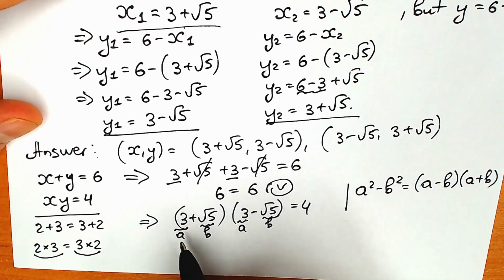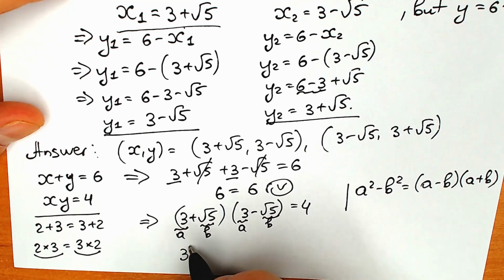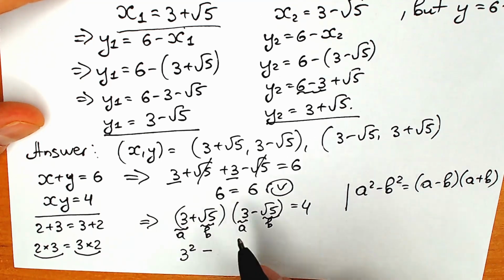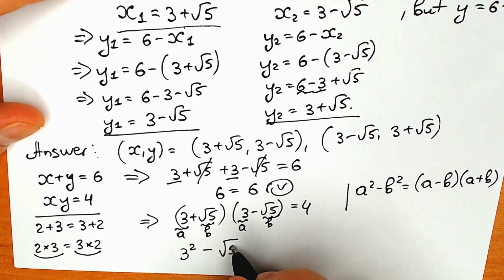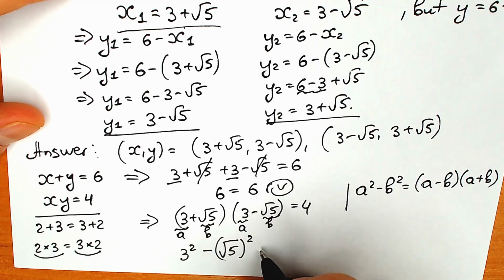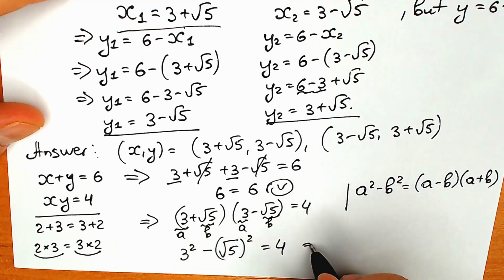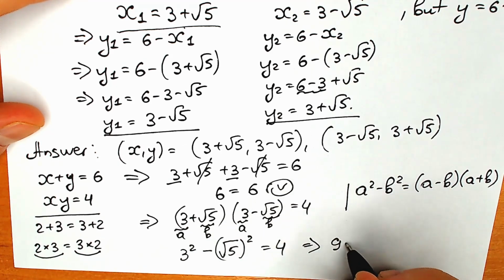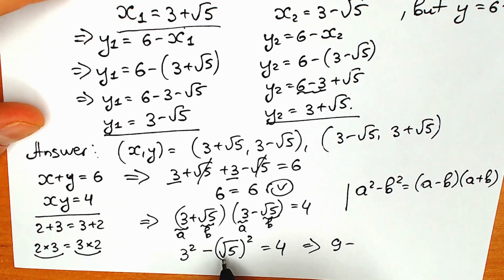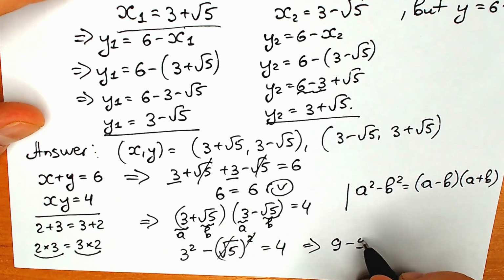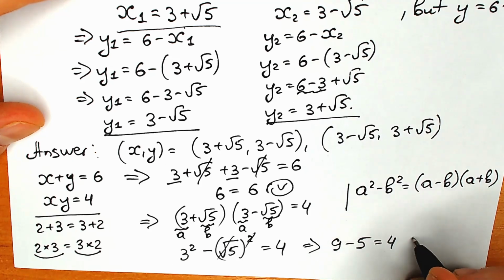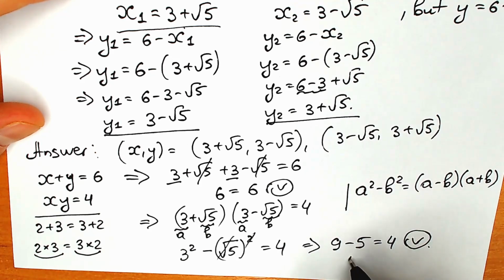Let's do this. So as a result, a squared, this is our 3 squared, minus b squared, equal to square root of 5 to the second power, equal to 4. Let's see what will happen. So 3 squared equal to 9, minus square root of 5 to the second power equal to 5. Of course, we can easily cancel it. So 9 minus 5 equal to 4, and everything is absolutely great. We have 4 equal to 4.